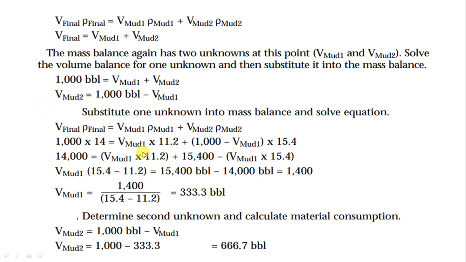So if you need to make a blend of one barrel, for 1,000 of 14 PPG, you have to add, for example, 333 of mud 11.2, and we will mix it with about 666 of 15.4 volume. So this is very important.